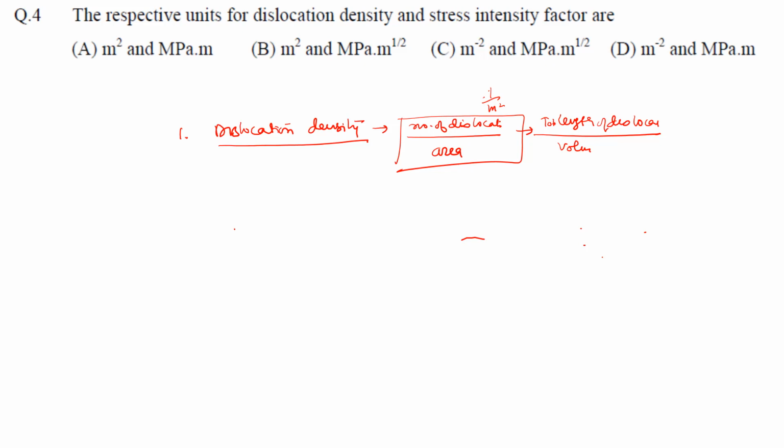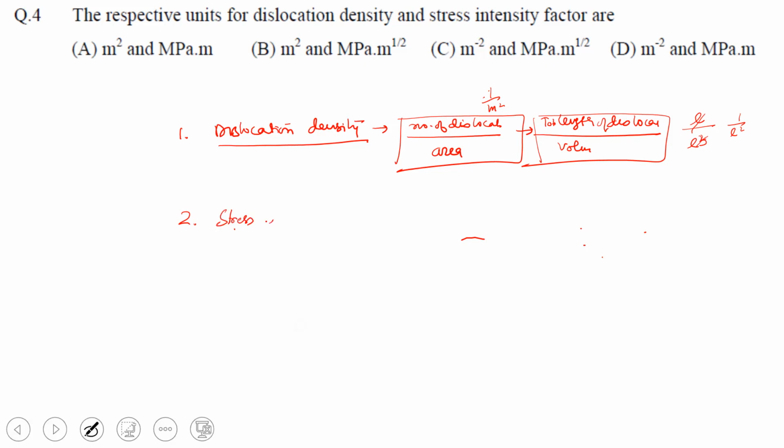Now total length of dislocation, so it will be length divided by length cube, because volume will be length cube. So ultimately the unit will be 1 by L square. Fine. Now second we will see the stress intensity factor.